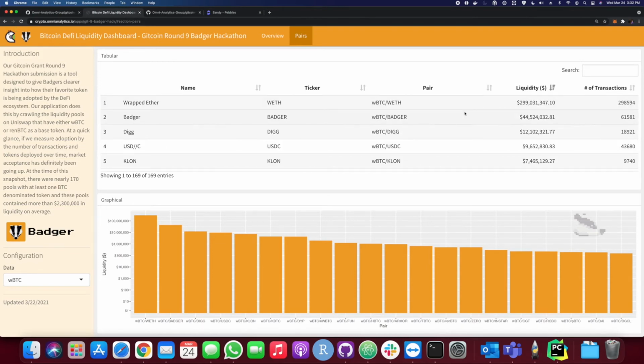As expected, the pair with the highest liquidity and the highest number of transactions is WBTC with wrapped Ether. Not surprising, with nearly 300 million in liquidity and nearly 300,000 transactions. Along the bottom is a graphical display of this information, showing the top 20 pairs on a log scale by liquidity.